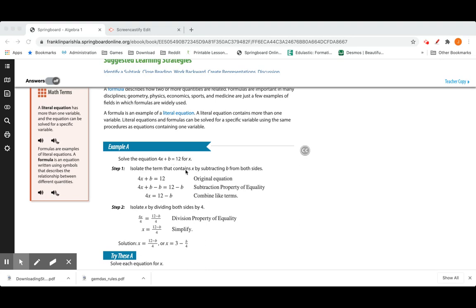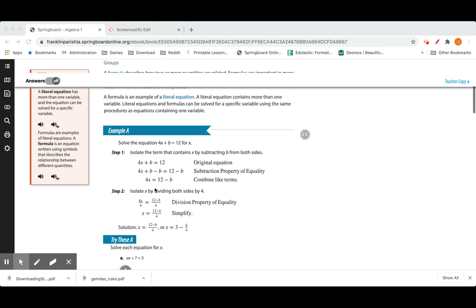Isolate the term that contains x by subtracting b from both sides. So you'll see here 4x plus b minus b, because just like anything, b minus b would be 0, and so it would go away on the left side. And we subtract 12 minus b because we need to keep our subtraction property of equality. We then can combine those like terms.